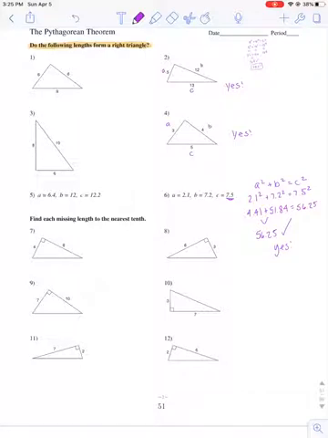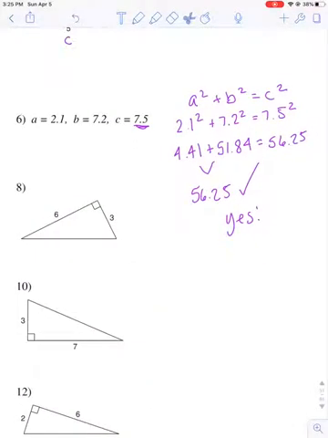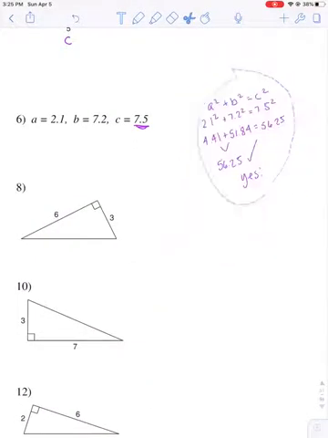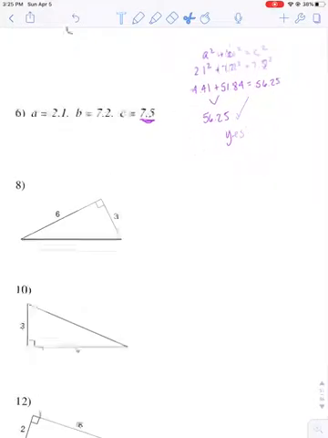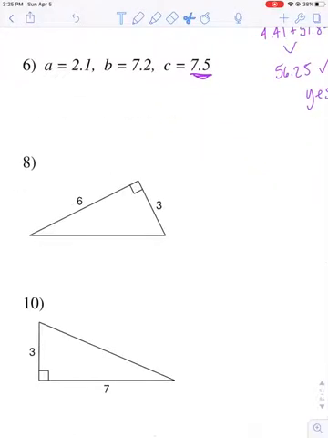For these next types of problems, they'll give you two of the sides and you have to find the missing side length. So let's take a look at number 8. I'm going to move this out of the way. Sorry if you could hear my hand creaking on the table while I did that.